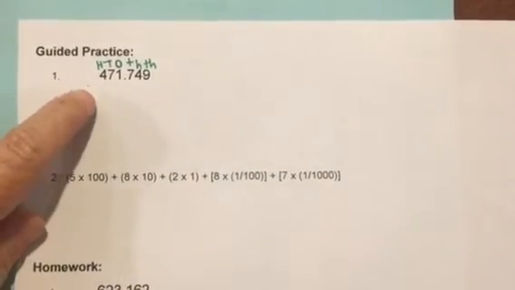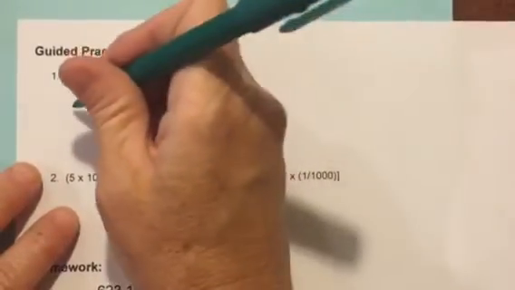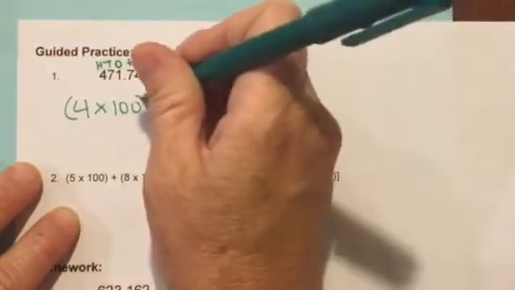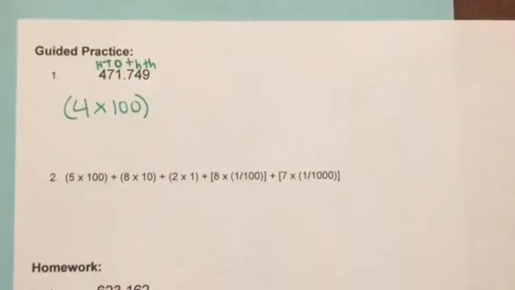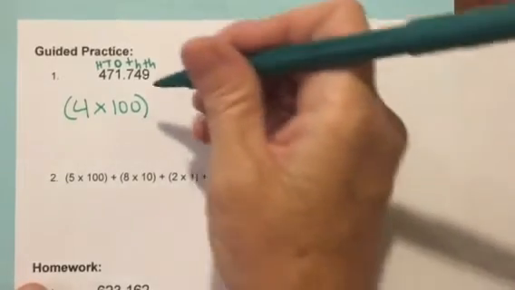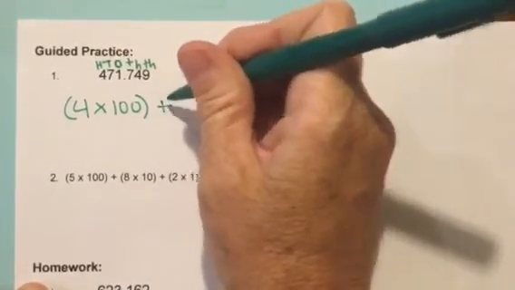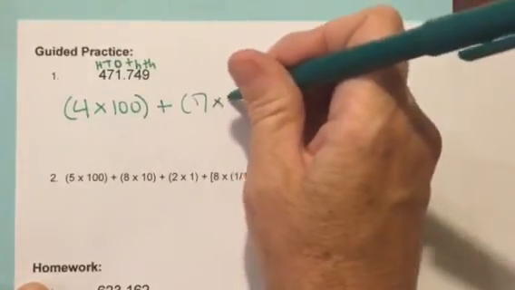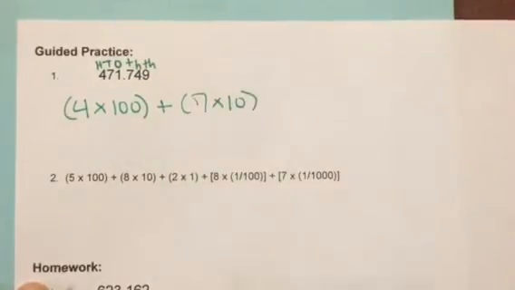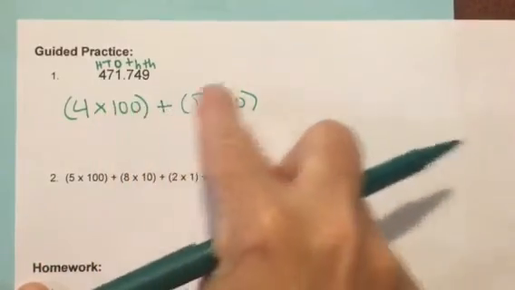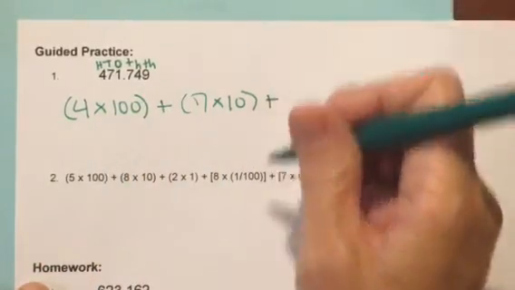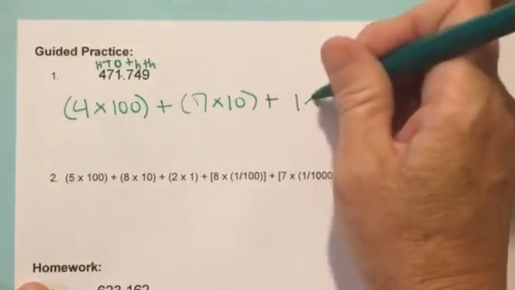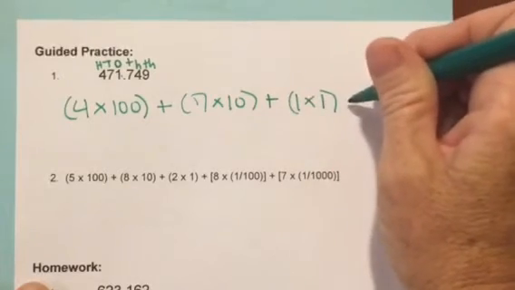So this means I have 4 hundredths, which is going to look like that. And remember the form is, I'm going to put my parentheses. Then I have 7 in the tens. So I have 7 tens, which gives me 70. I put the plus because it means and I have this. And or plus I have 1, 1.